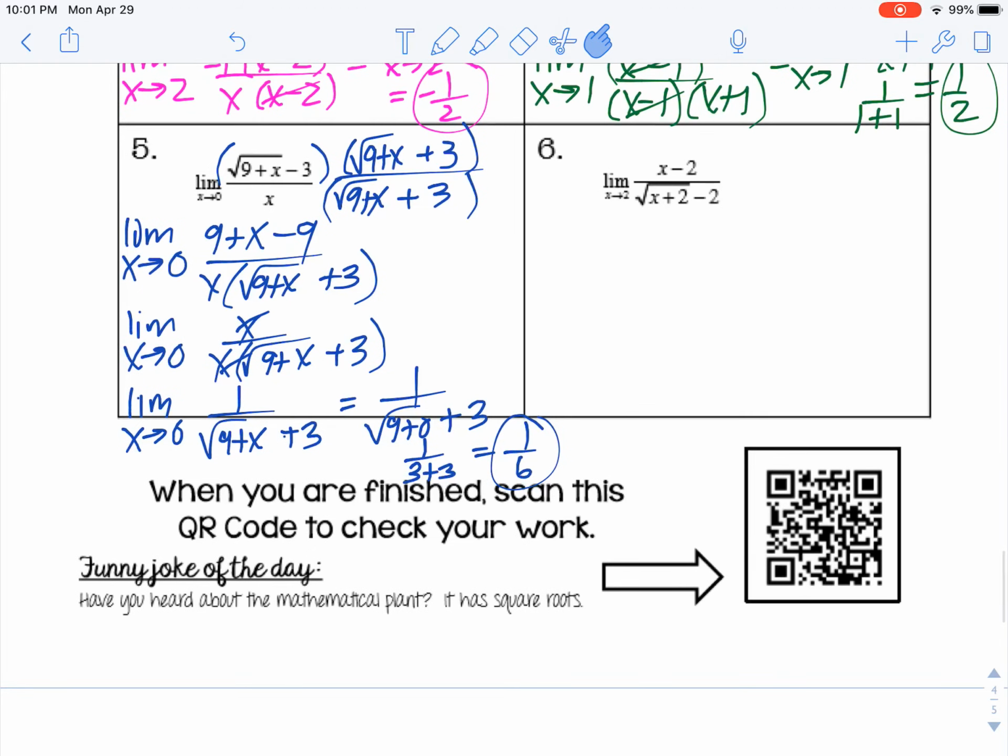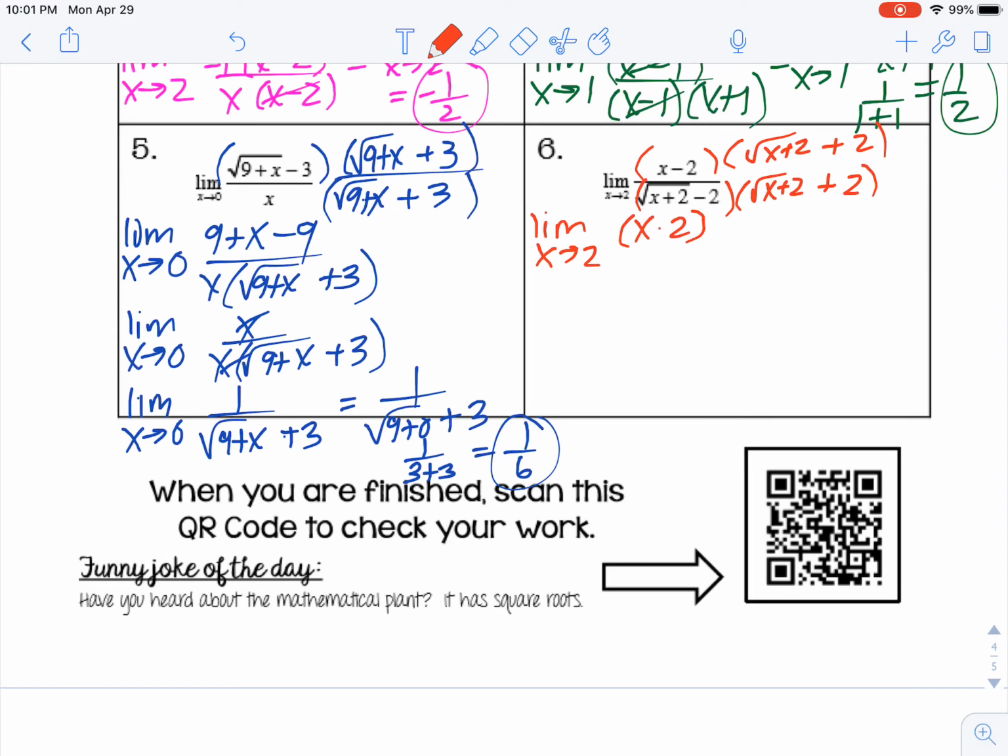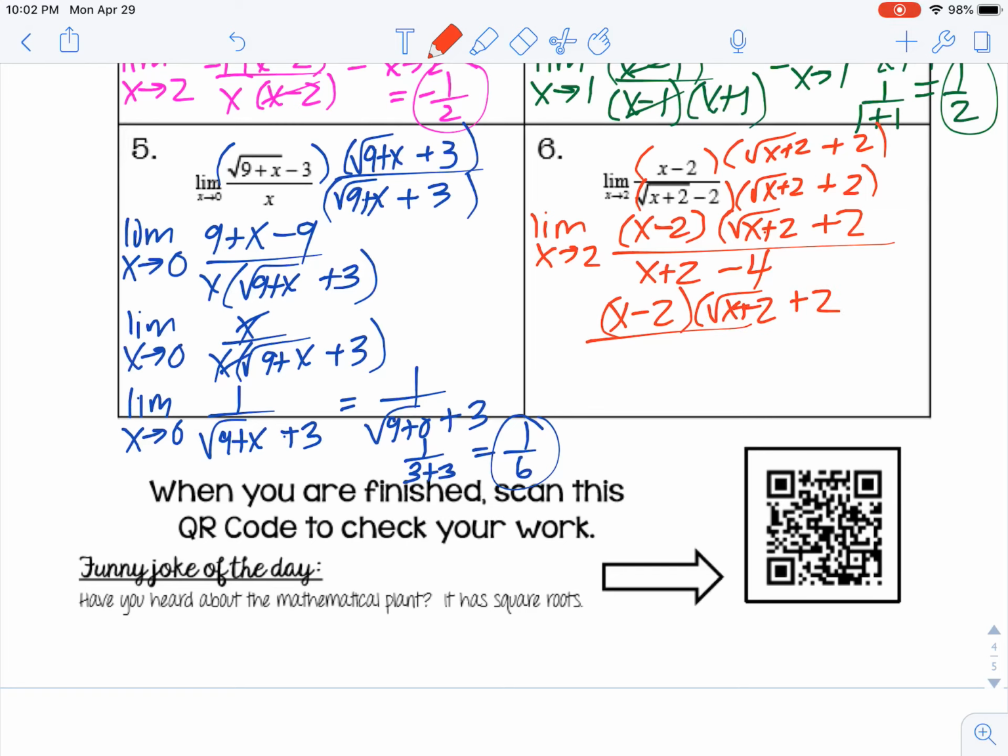Okay, last one. Again with the rationalizing, we're going to rationalize that numerator. Or no, rationalize the denominator. Did a lot of that last chapter, and you guys were good at that. All right, limit as x approaches 2. I'm going to leave this as x minus 2 times radical x plus 2 over x plus 2 minus 4. So x minus 2 times radical x plus 2 plus 2.